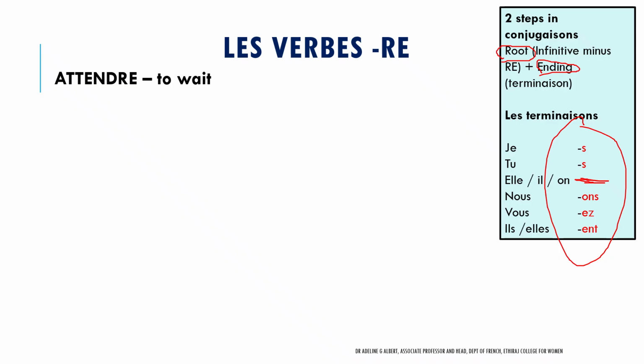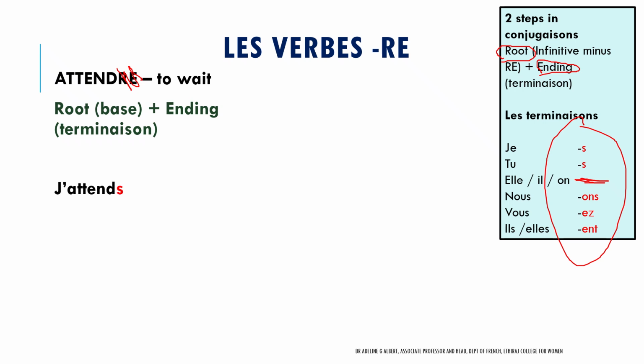D'accord? So let's look at the first one, which is attendre. Attendre is to wait. To wait on someone. An attender waits on you until you give that person some work to do. Form your base. How do I form the base? I remove the RE from my infinitive. And to my base, I add my ending. So this is it. J'attends, tu attends. Il, elle, on attend. There's no ending here.